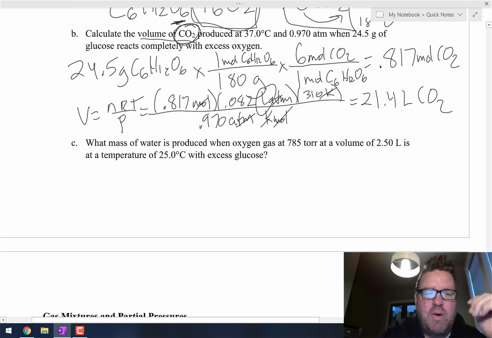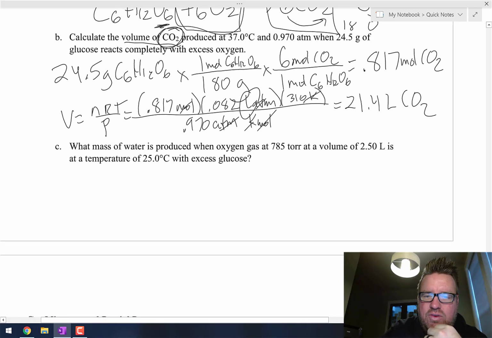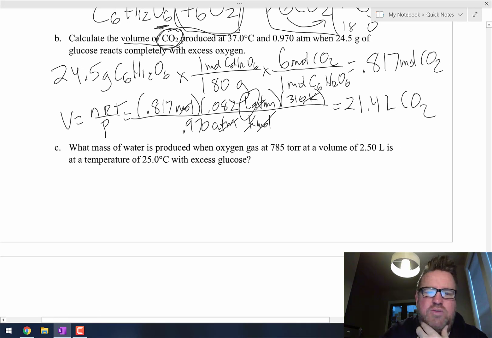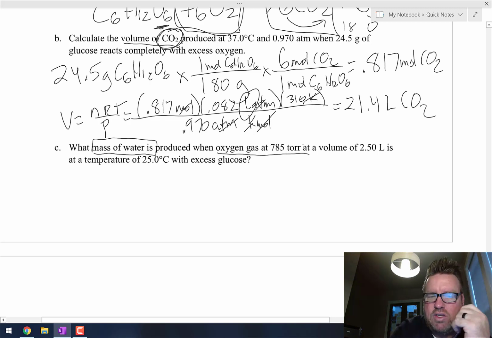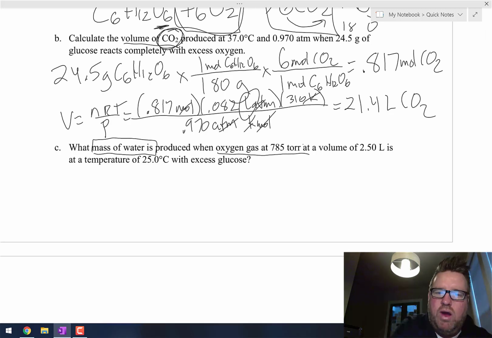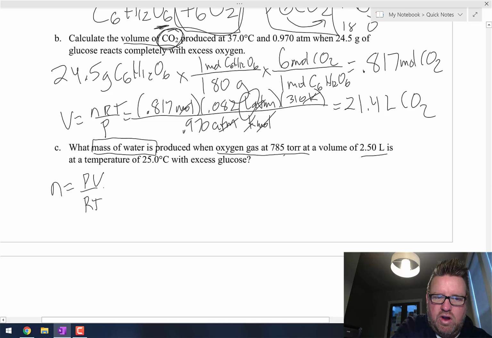Okay, part C. What mass of water is produced when oxygen gas at 785 torr at a volume of 2.5 liters is at a temperature of 25 degrees Celsius with excess glucose? So now they're asking us about the mass of water, and they're giving us information about oxygen. So this is a bit similar to the first one we did, where they give us the pressure, the volume, and the temperature, so we need to find moles.